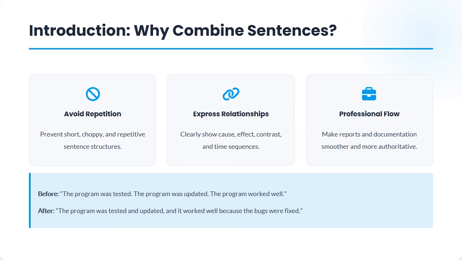Let's take two examples and see the difference. The program was tested, the program was updated, the program worked well. Here we see that there is a relationship between these three choppy, repetitive sentences, but the relationship is not shown, and there is no logical flow between these three ideas. If we want to combine the sentences, we can write: the program was tested and updated and it worked well because the bugs were fixed.